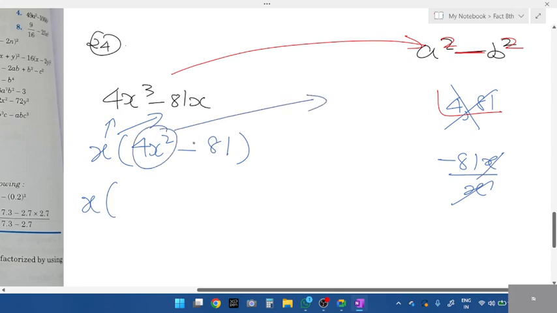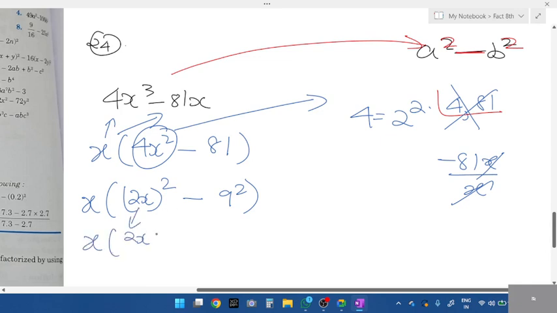Now, let us check this. Is 4 a perfect square? 4 and 81 are perfect squares, right? How do I write 4, students? 4, I can write it as 2 square. So this can be written as 2x the whole square. And for 81, how can I write 81? 9 square. Now this becomes, see, x. What is a plus b into a minus b? Just add both ones, x times 2x plus 9 into 2x minus 9.